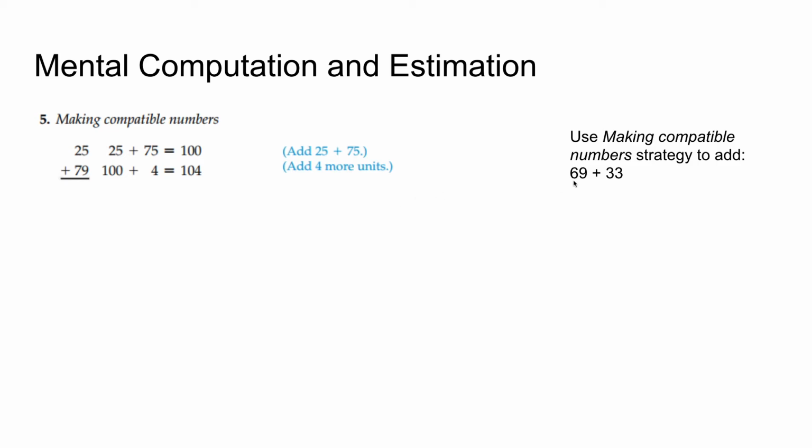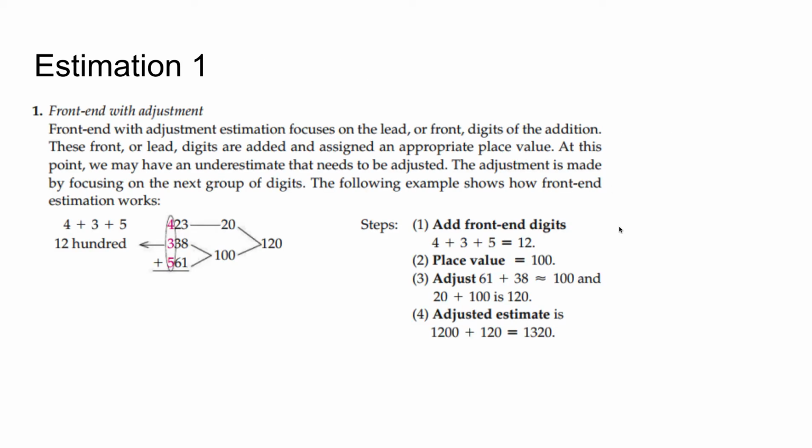Yeah, how about this one? Can you do this easily too? Well, 69 and 33. I would change 69 to 70. I think that's the easiest one. Or you can think that to make this as 100, I need 31. So 33 can be decomposed as 31 and 2. So I have 102, right? So that's another way. Okay, estimation.